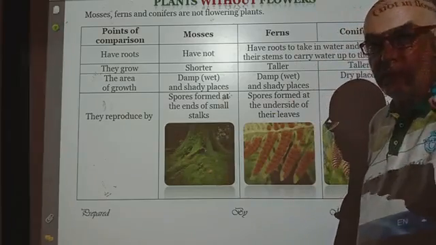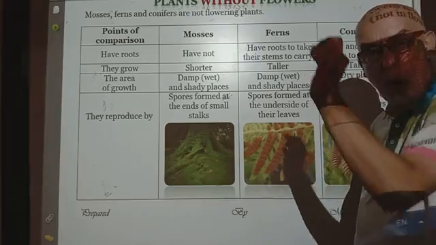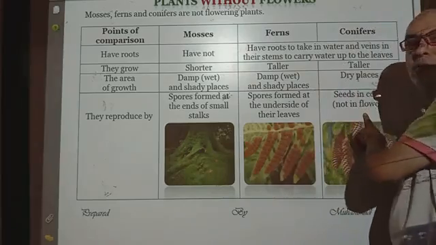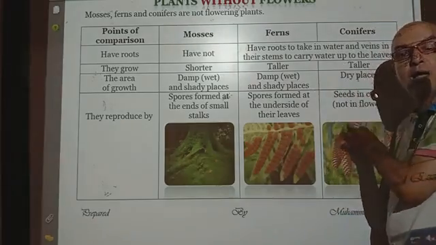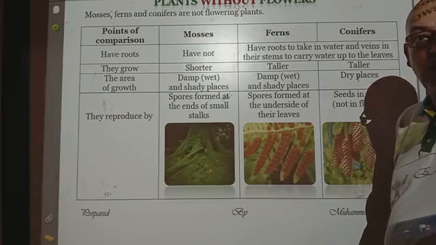Where are the spores? At the top of its stalk, at the end of the stalk. What about conifers? Conifers reproduce by seeds. Wow.